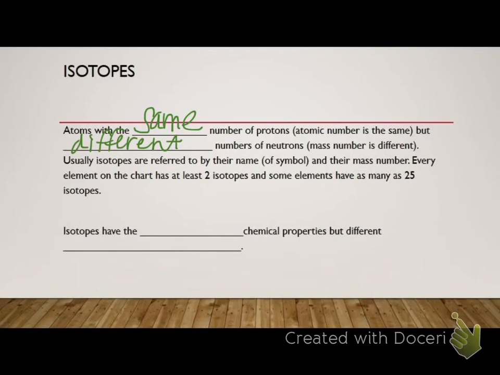Usually the isotopes are referred to by their name or their symbol and then their mass number. Every element on the periodic table has at least two isotopes. There's nothing that only has one. Some elements can have as many as 25 isotopes. So remember, isotopes have the same chemical properties but different masses.